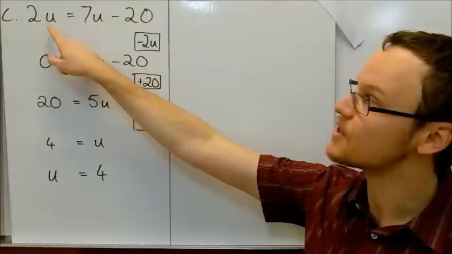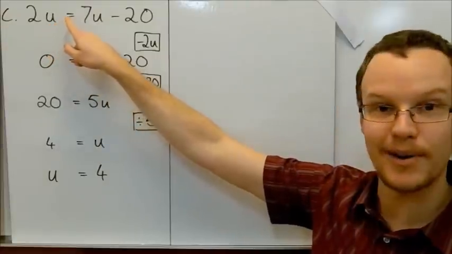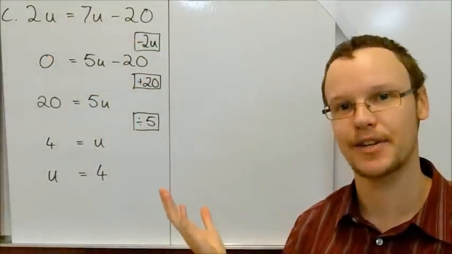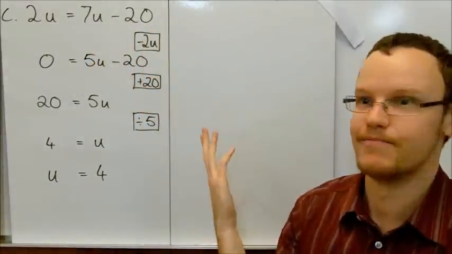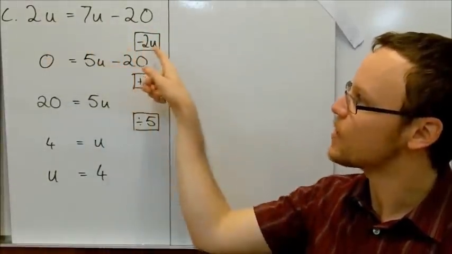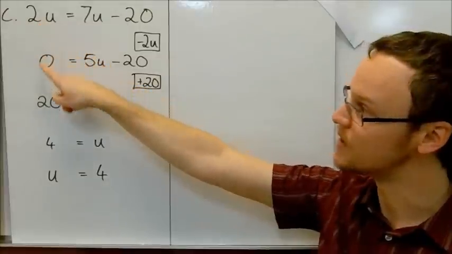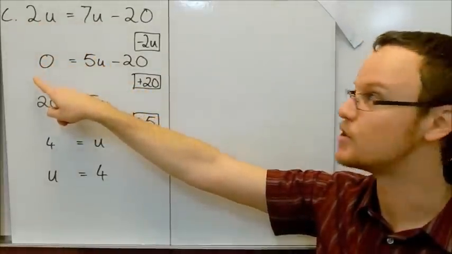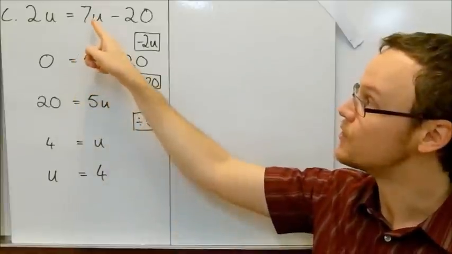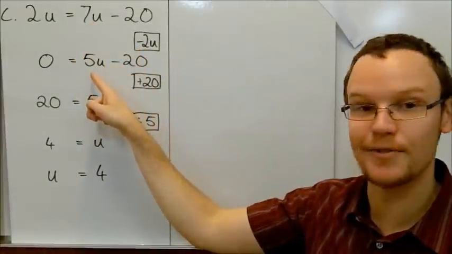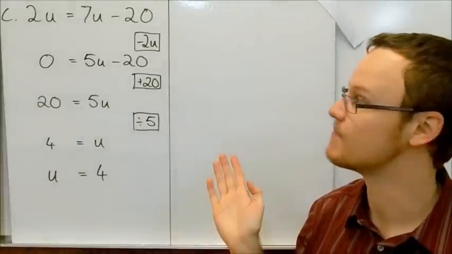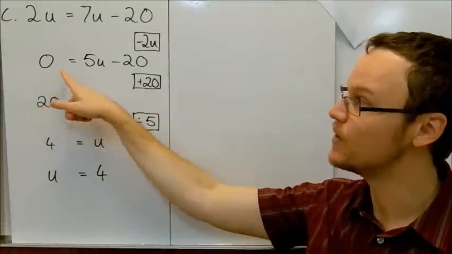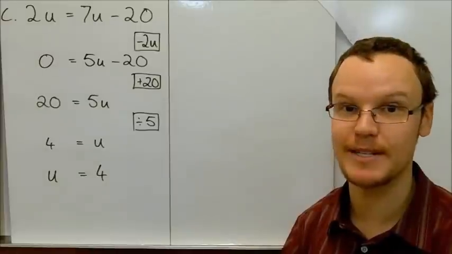This side would have plus 0 added to it, because adding 0 does nothing to the value of anything. Here, this side also has plus 0. So if we subtract 2u from this side, we're just left with 0. 2u minus 2u is 0. 7u minus 2u is 5u. This minus 20 here is left unchanged, once again. So now we've got 0 equals 5u minus 20.